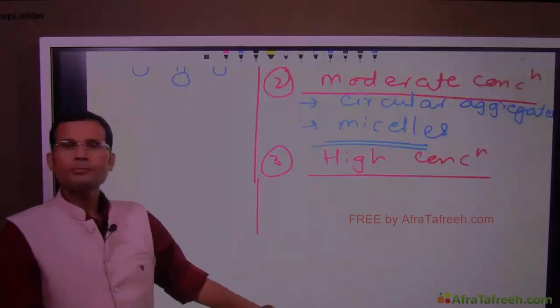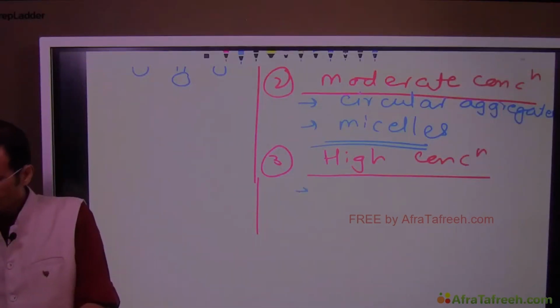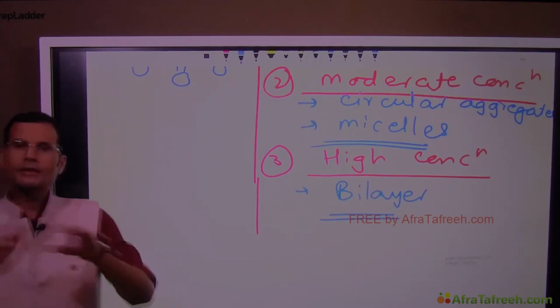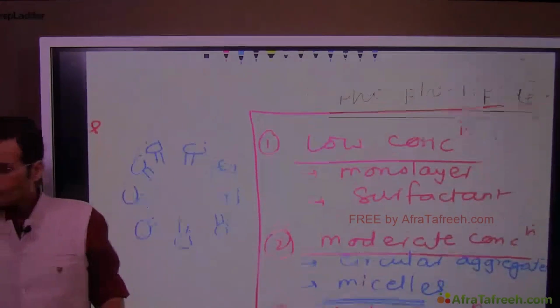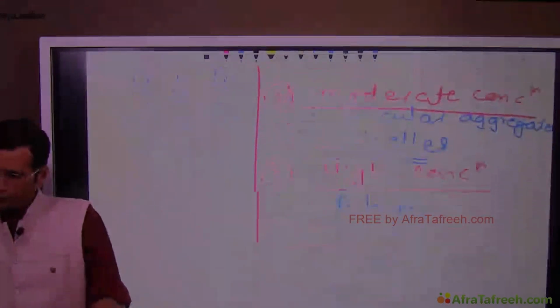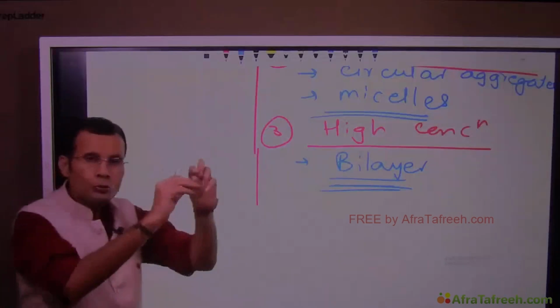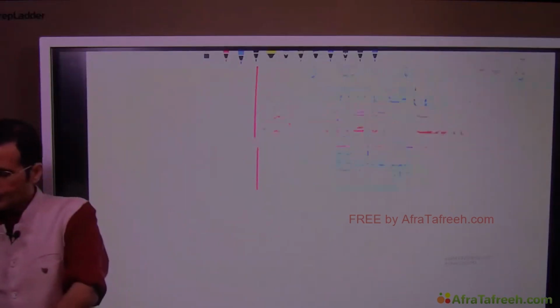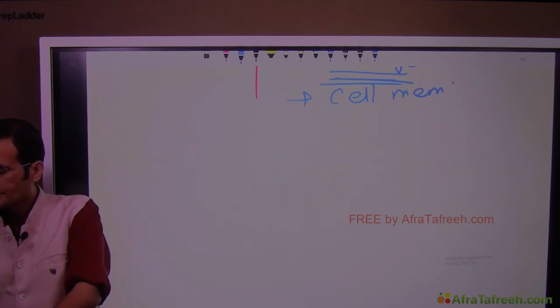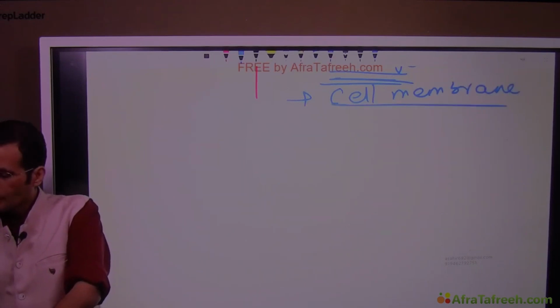So, the next, high concentration. When they are in high concentration, they will form a bilayer. So please remember, at low concentrations, they form a single layer, a monolayer, and at high concentration, they will form two rows, a bilayer. So an example is our cell membrane. Cell membrane is made up of lipid bilayer.